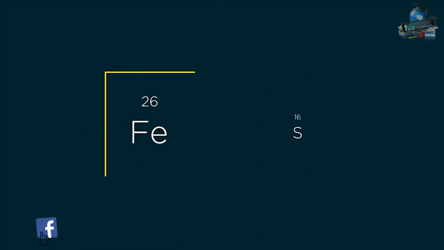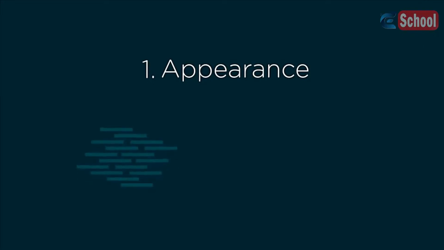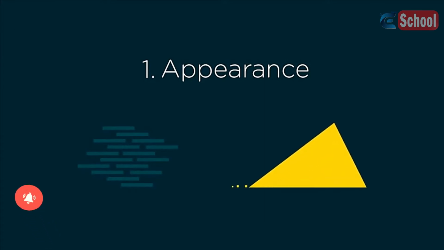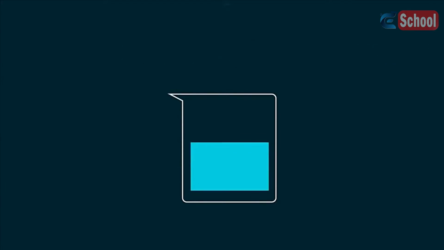Through the rest of the lesson, the two elements, iron and sulfur, will serve us as examples. We will perform 4 tests. Test 1. Let's check the appearance of the elements. This is simple. Iron filings are dark grey crystals, whereas sulfur is a bright yellow powder. Test 2. Action of water. You will see that in water, iron sinks and sulfur floats.